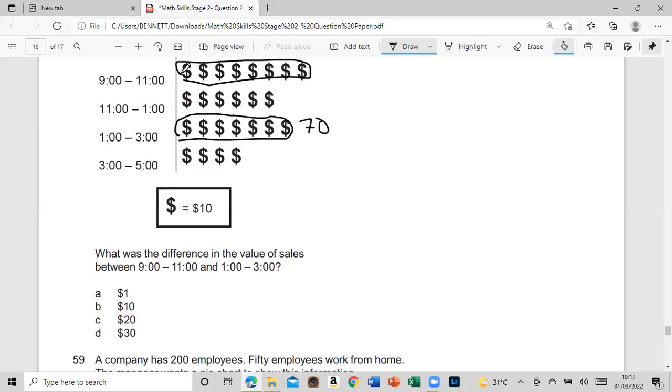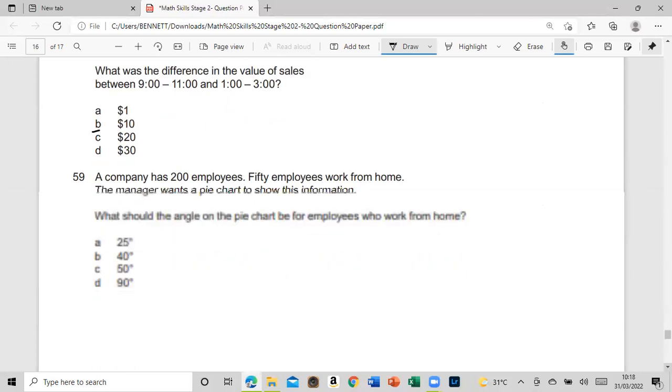And it's a pictograph, so it represents 1, 2, 3, 4, 5, 6, 7, 8. That's $80 minus 70 is $10. So that one represents $10. That's very important.